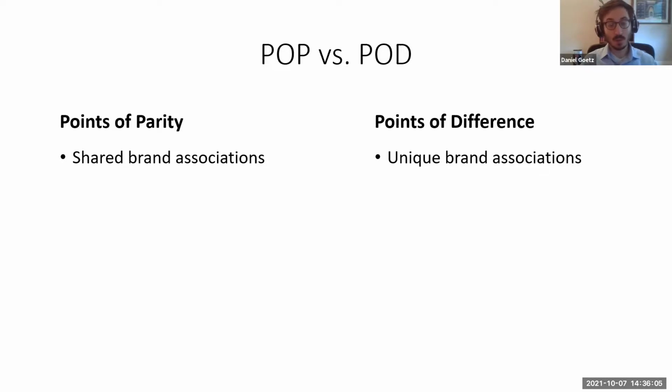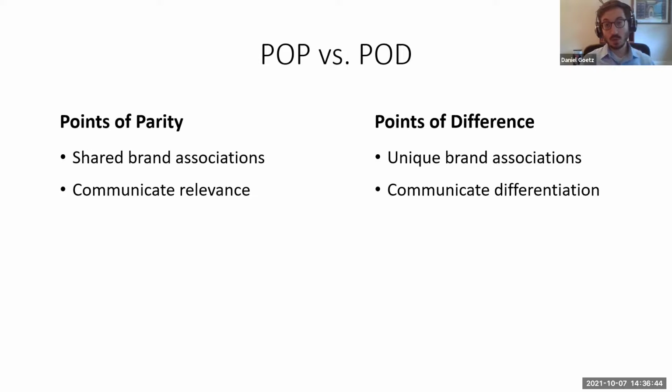Points of parity, for something like a smartphone: all of these brands will allow you to browse the internet, download apps, and message your friends. Points of difference are the unique brand associations. For Apple, it's clean, a very high quality product, and an intuitive interface, so it's easy to use. Whereas for Android, the unique brand associations might be that it's customizable and more flexible.